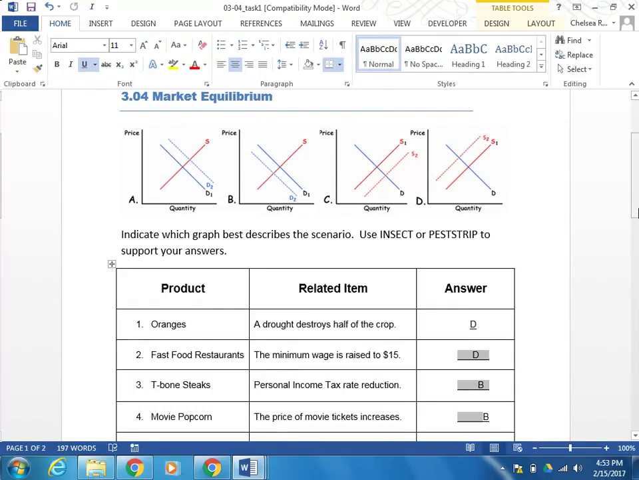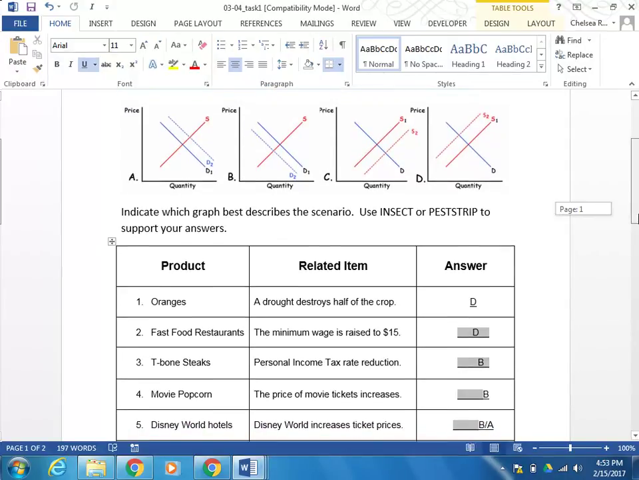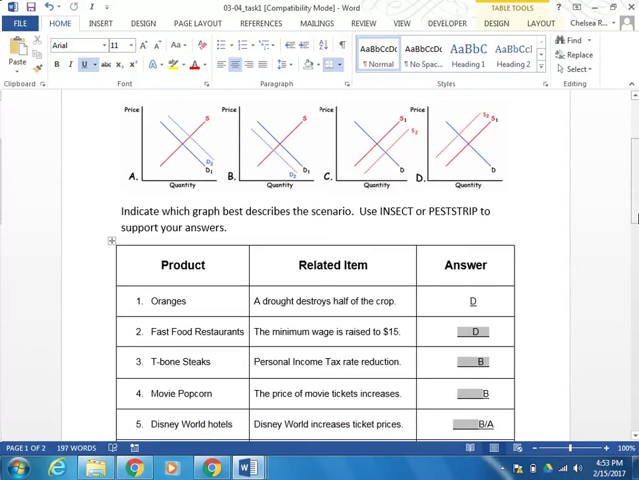Okay, new housing construction, the cost of lumber decreases. So now we're looking at supply. What's going to happen to the supply of new housing? It's going to increase. Okay, lumber's cheap, so we can make houses cheaper. We can get more lumber to build those houses, so it's going to be C.